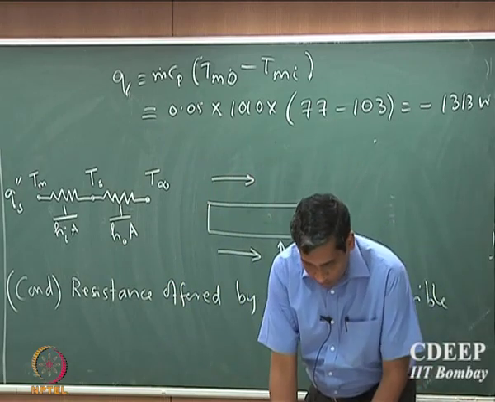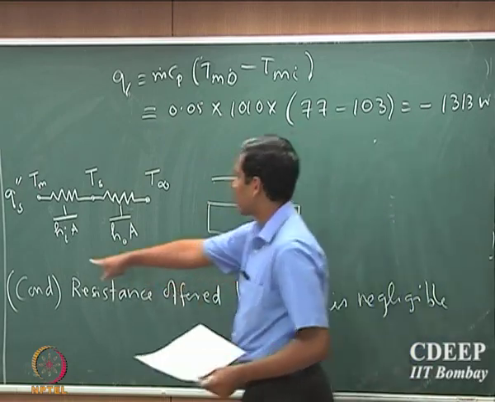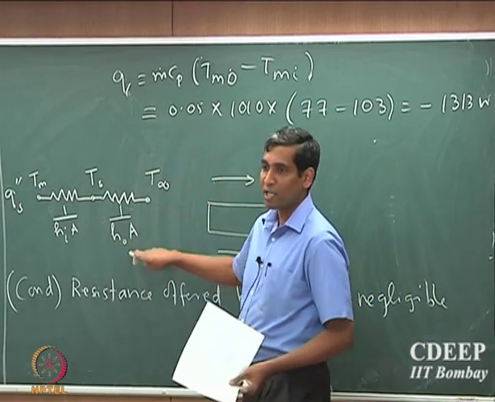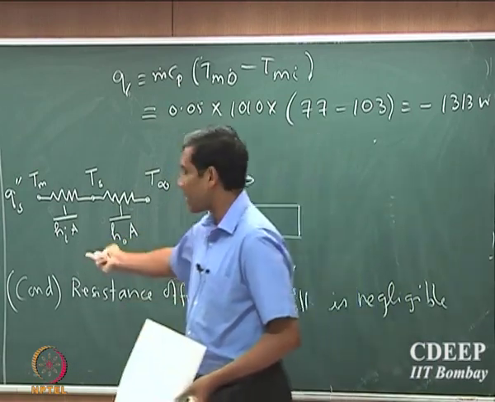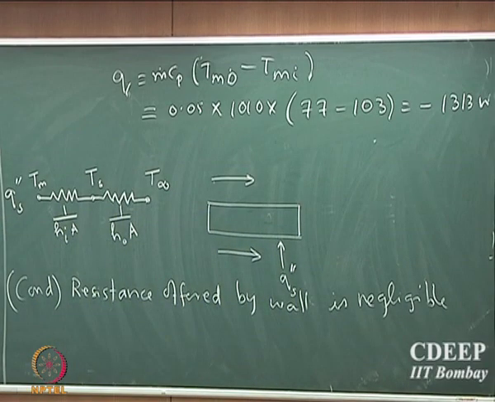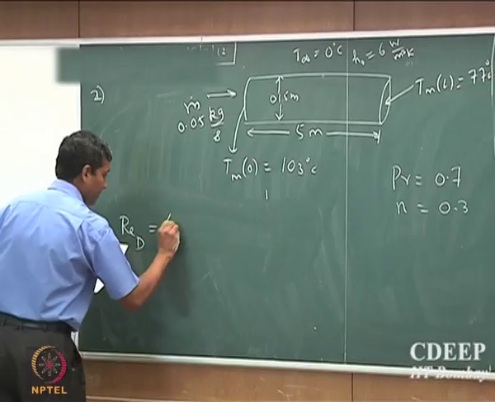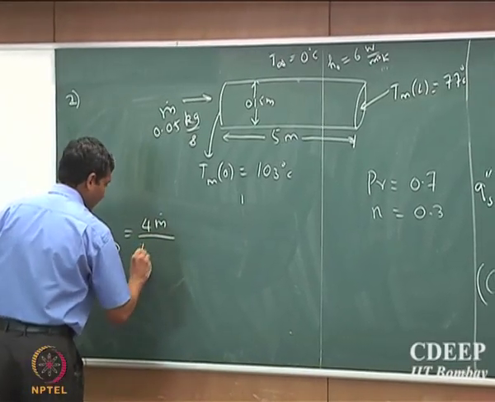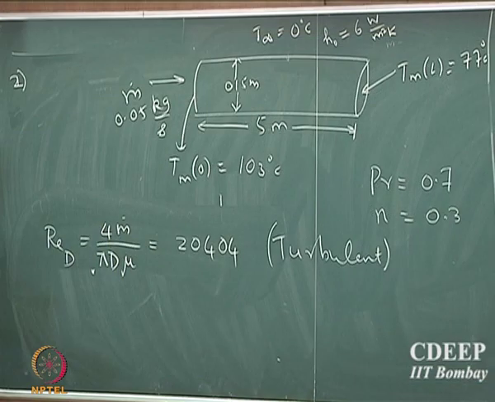So now the question is to calculate the inside heat transport coefficient. The outside heat transport coefficient is given; we just have to calculate the inside one. So that's what we are going to do next. We calculate the Reynolds number. Reynolds number is 4 m dot over pi d mu, which will be about 20404. So clearly it's a turbulent flow.